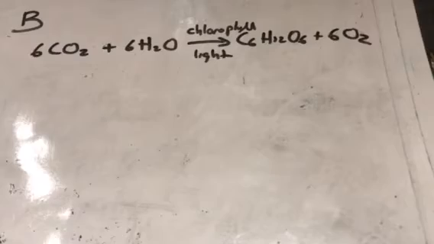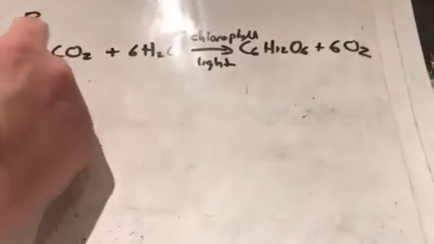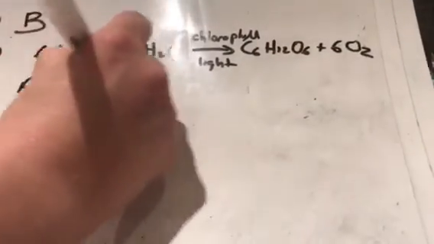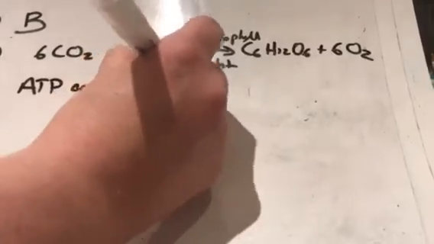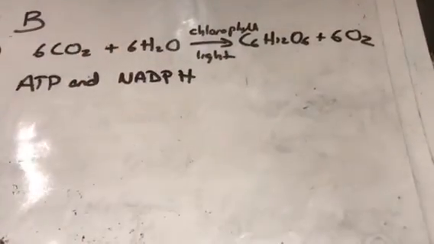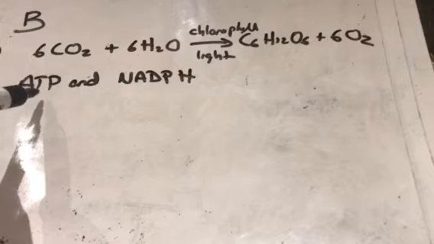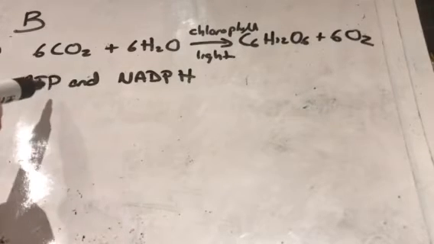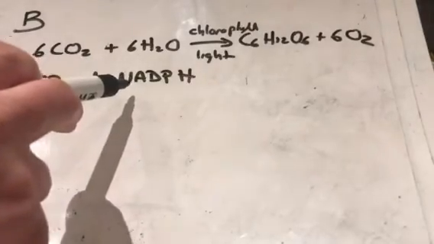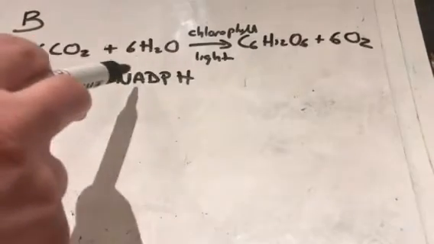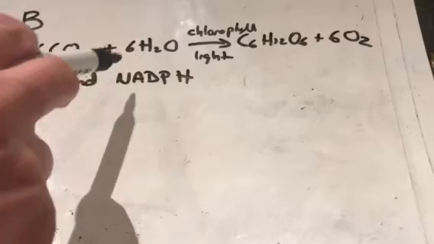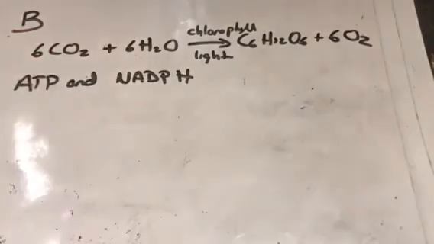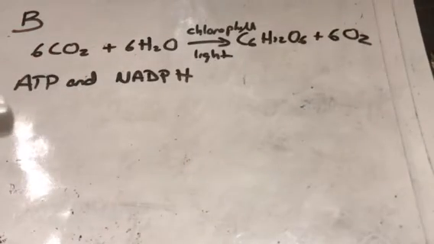So the two products of the light-dependent stage of photosynthesis are ATP and NADPH. Remember, during the cyclic stage you only produce ATP. In the non-cyclic stage you produce NADPH, water is split, and you also produce some ATP as well. So they're the two products of the light stage of photosynthesis.